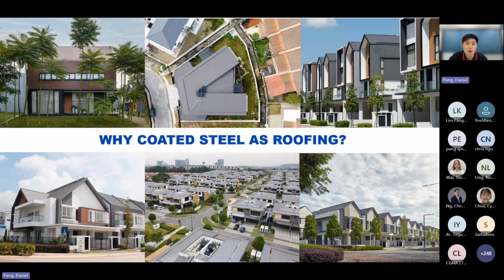So this brings us to the core question, why coated steel as a roofing? I'll answer that not immediately, but progressively throughout the webinar. However, if you do have any question, feel free to drop it into the Q&A chat box throughout this webinar. Back to here, all the projects shown here are using BlueScope material, but each and every one of them has its own unique design and story. From dual pitch roof, to hip roof, to flat roof, all made possible using coated steel.